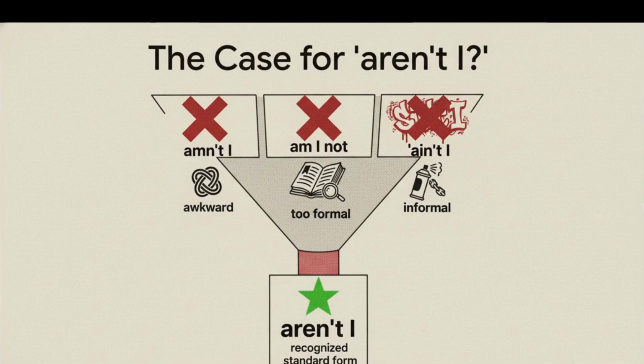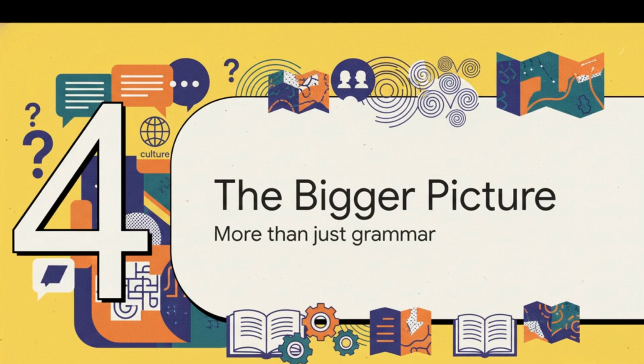So why aren't I? Well, this slide lays it out perfectly. Amn't I is just, well, it's a mouthful. It's awkward to say. Am I not works, but it sounds super formal, like something out of an old book. And while ain't I is pretty common, it's considered very informal. So through a process of elimination, aren't I just became the comfortable, standard choice, even though it technically breaks the rule.